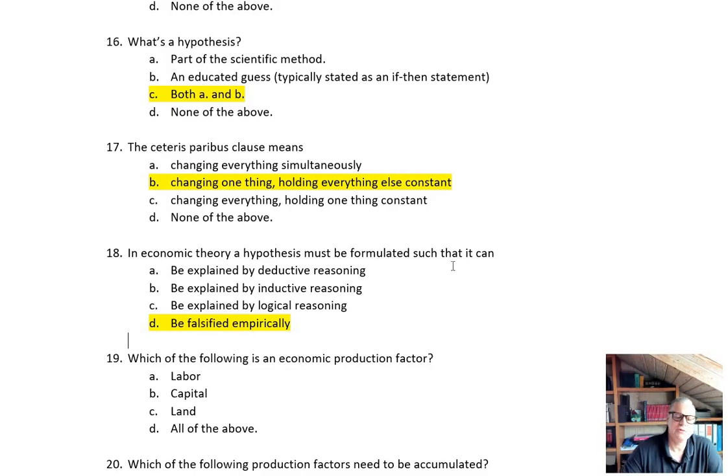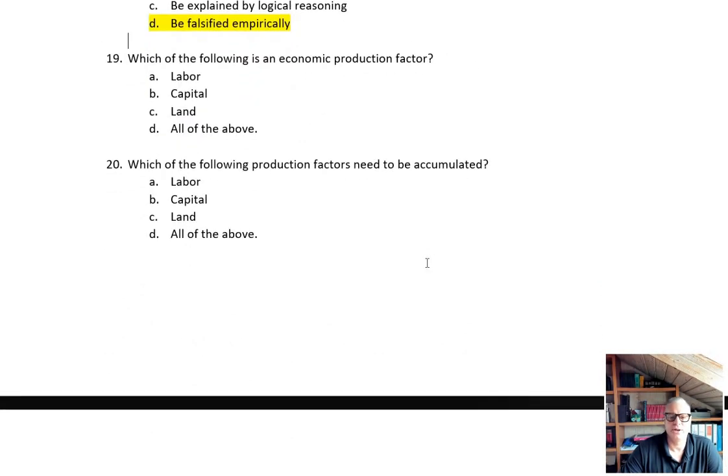Okay, 19. Which of the following is an economic production factor? A, labor, B, capital, C, land, D, all of the above. So that's obviously all of the above. And again, labor is unskilled labor. Land is arable land, but also fishery resources. And land and labor are readily available. Capital needs to be accumulated.